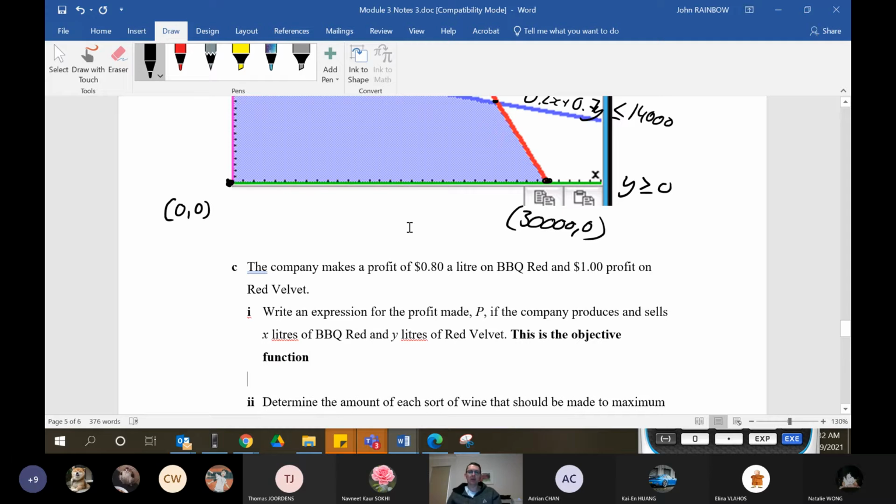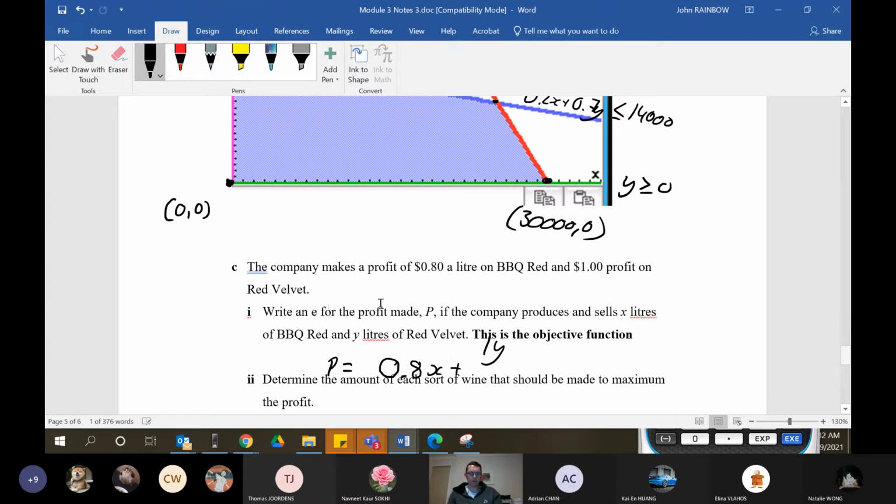As soon as they start talking about a profit and you get money and it says write an expression or an equation, I want to write an expression. I probably should have said write an equation, because technically an expression is just 0.8 litres of the barbecue red, barbecue red is X, plus 1Y, and that is in dollars. That's the expression. I'm going to write it as an equation for the profit made.